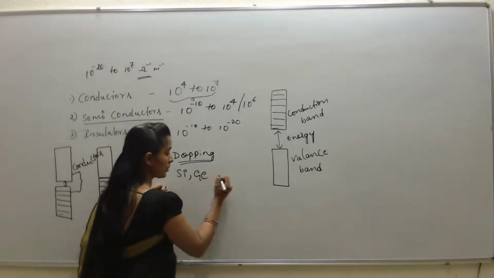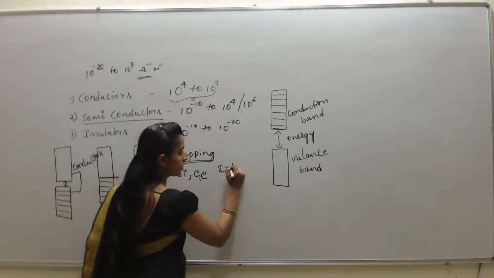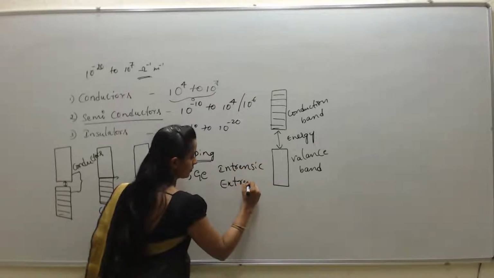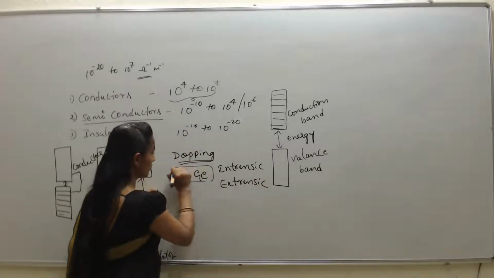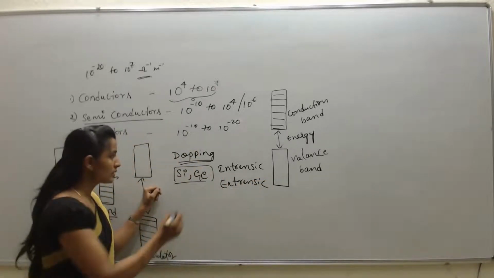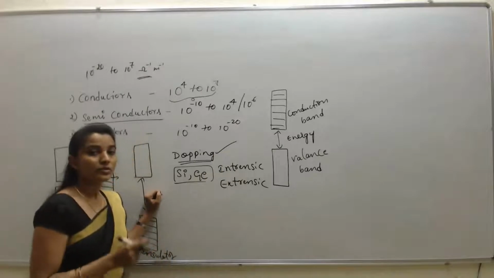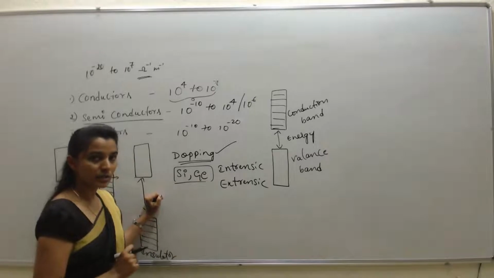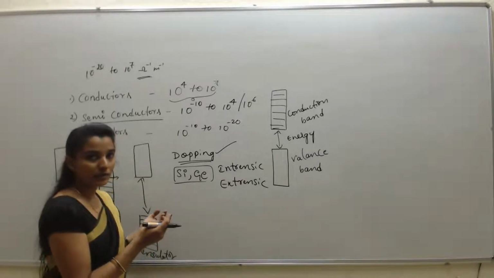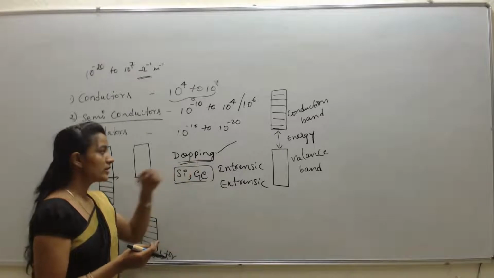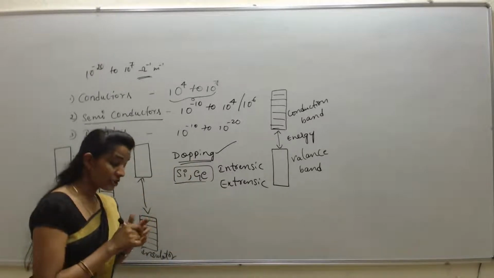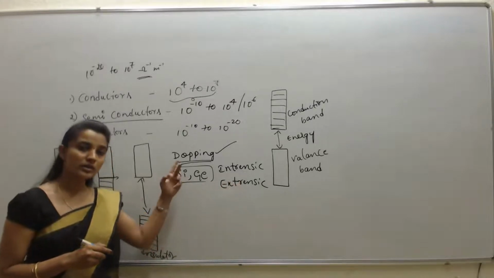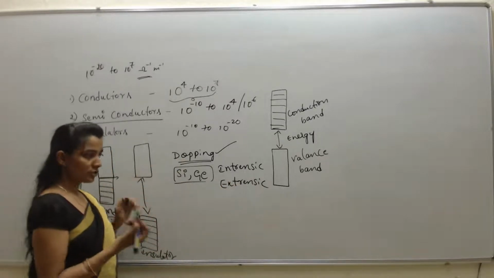So in semiconductors also, two types are there, intrinsic and extrinsic. Intrinsic means pure. Extrinsic means what I am telling, doping. The impurities added to this type of intrinsic semiconductor to enhance its conducting property is called doping. Doping means the addition of impurity to the semiconductor, especially intrinsic semiconductors.